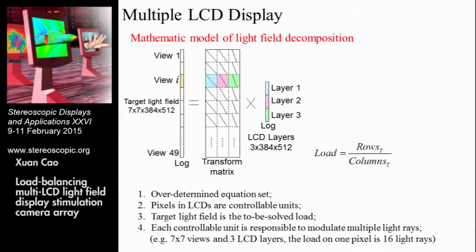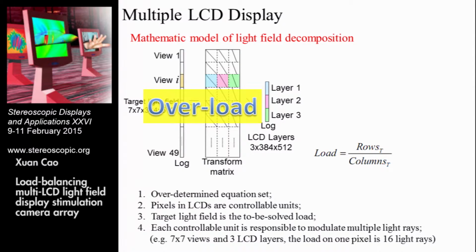We treat pixels in the LCD panels as controllable units, and we assume the target light field is the load that needs to be solved. Well, it's obviously an overload equation set. Each controllable unit is responsible for modulating multiple light rays.